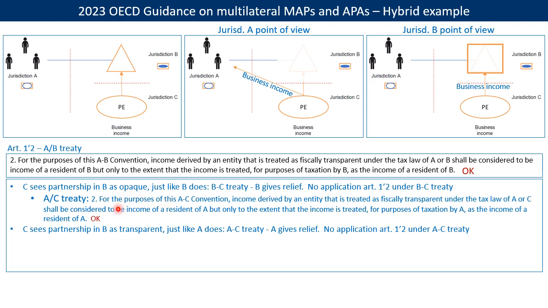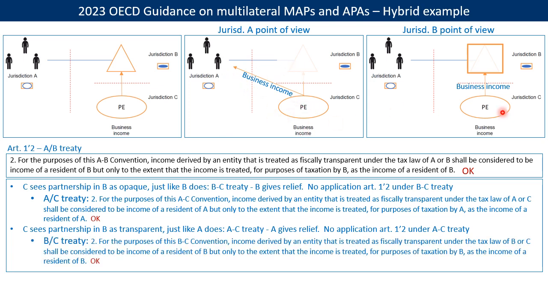And then we look at C seeing the partnership as transparent, and B as well. So now it follows A's point of view. Under the AC treaty, A will give relief, right? And there's no application of 1.2 under the treaty because A now says I've got a PE in C and I will give double tax relief for the tax in C, and C says you've got a PE in C and your partners are in A. There's nothing in B, and things are okay.